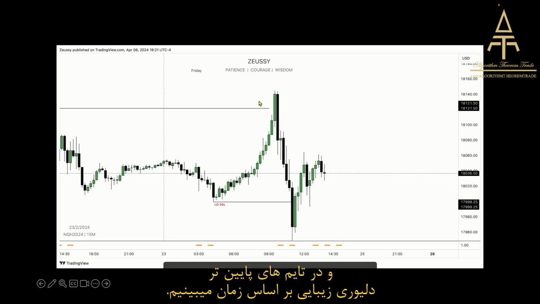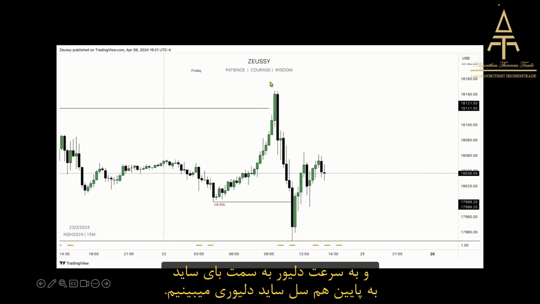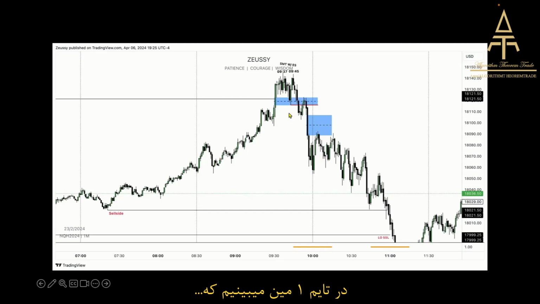If we take a look at the lower time frames in a bit, you will see beautiful time-based delivery, market reverses and offers sell side just as quickly as it delivered buy side higher. Here we're on the 1 minute time frame, and what we can see is the following. We can see that from 9:30 on, the market repriced higher.